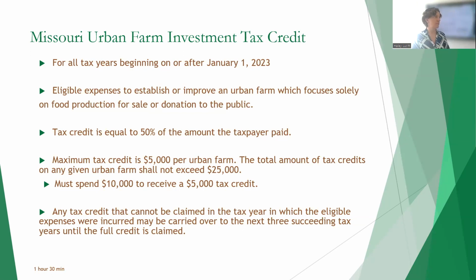If I'm the individual donating, I would still need to donate $10,000 to get that $5,000 tax credit? Yes, if you're the person donating, you would have to donate the $10,000 in order to get the $5,000 maximum tax credit. Yes. The tax credit cannot be claimed in the tax year. Oh, okay, sorry, I'm misreading that.